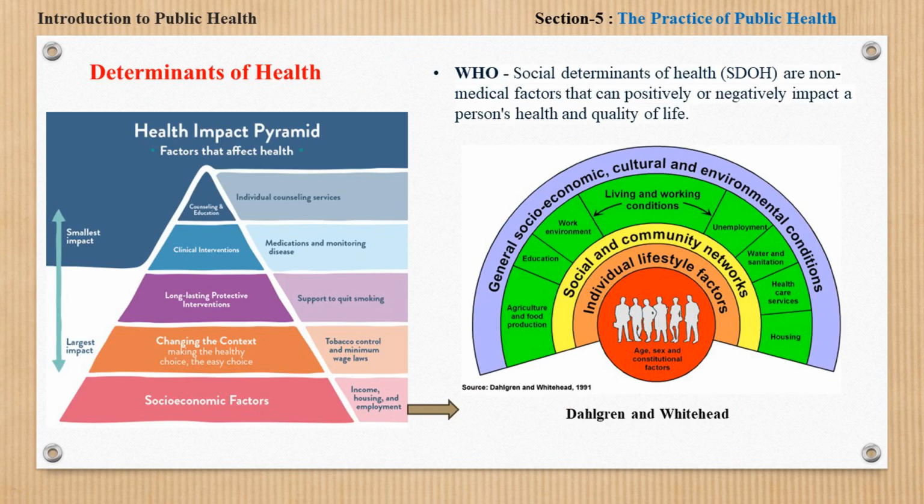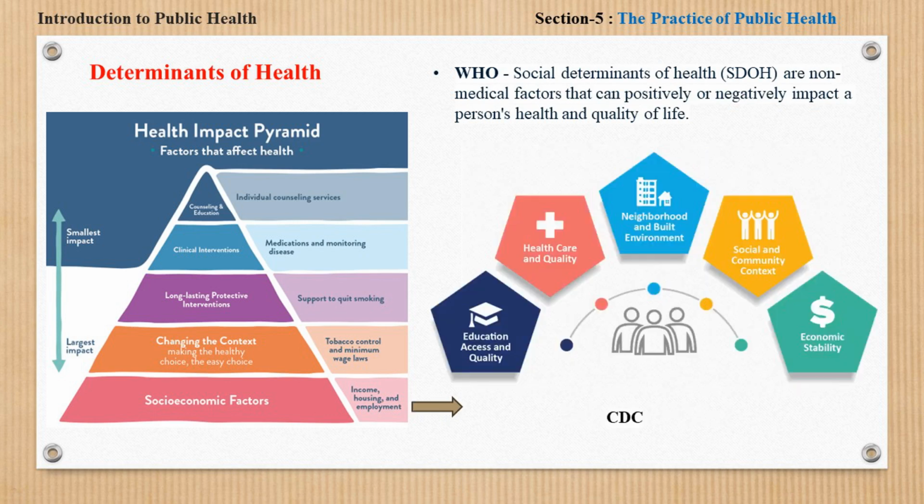Let's briefly discuss the social determinants of health. Social determinants of health are the conditions in the environments where people are born, live, learn, work, play, worship, and age that affect a wide range of health, functioning, and quality of life outcomes and risk.